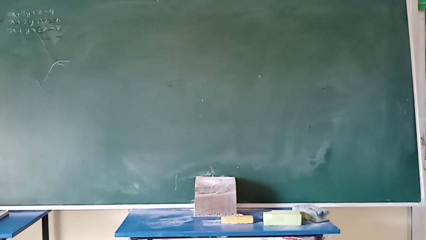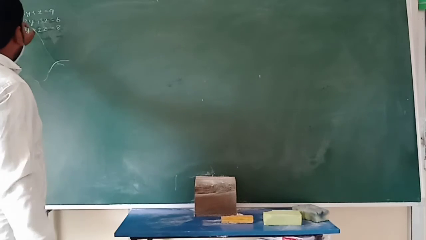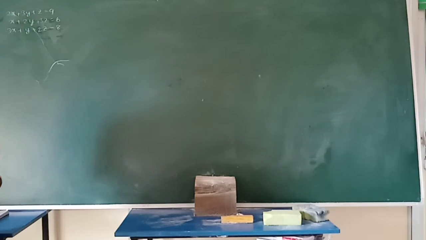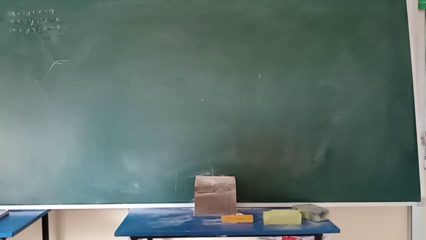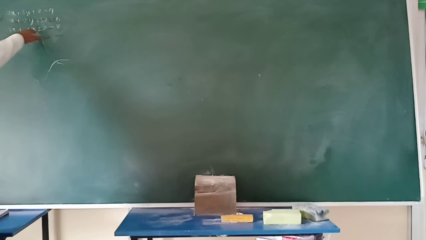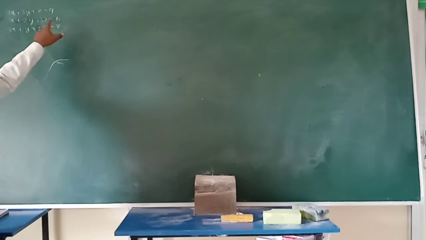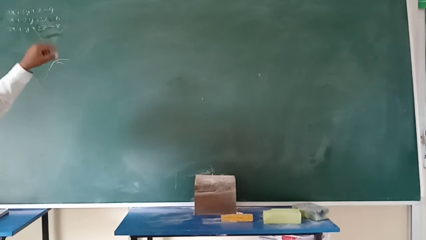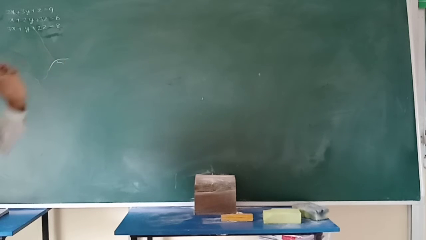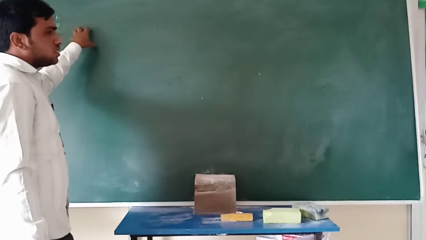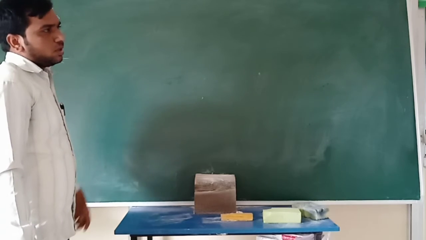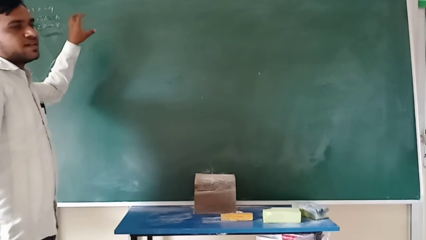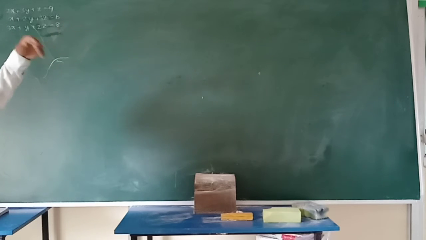Okay, good morning students. Now in this seventh problem, we already solved the sixth problem in the last class. In this seventh problem, find whether the system is consistent or inconsistent. If it is consistent, find the complete solution. First, find whether it is consistent or inconsistent. Now, if it is consistent, find the complete solution.